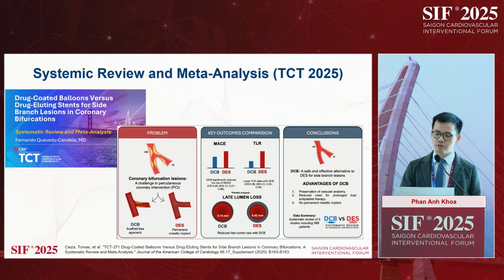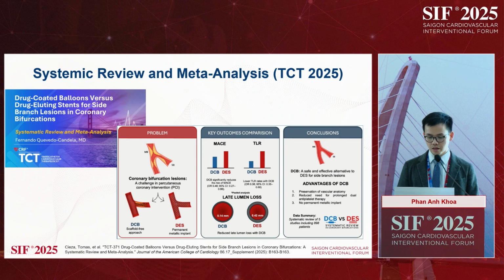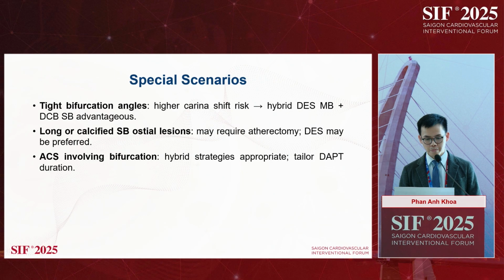And another systematic review and meta-analysis was shown at TCT 2025. You can see that comparing the DCB for the side branch with the stent for the side branch with 2-stent techniques, the late lumen loss after follow-up is better when compared with 2-stent techniques. So the preservation of the vascular anatomy, reduced need of prolonged dual antiplatelet therapy, or no permanent metal implant of the side branch is quite good, a promising study to have a good application for the near future.